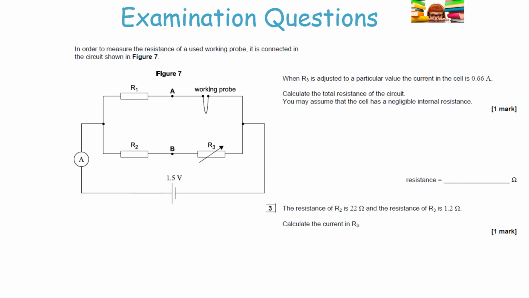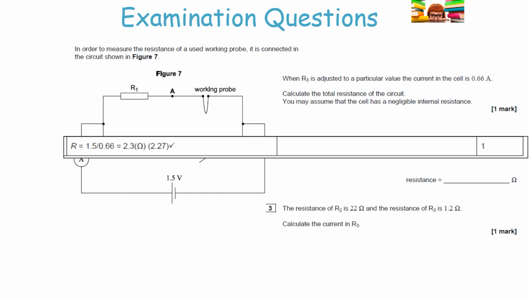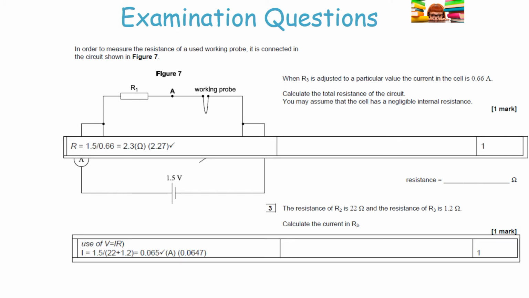So if we look at our particular setup here for R3, if we know what is going on in terms of R2 and R3, we can then work out what the current is going to be. So what you would say is V equals IR, so therefore I is going to be equal to V over R. So there's going to be a total potential of 1.5 volts as shown in the circuit. Well, what's the resistance going to be?